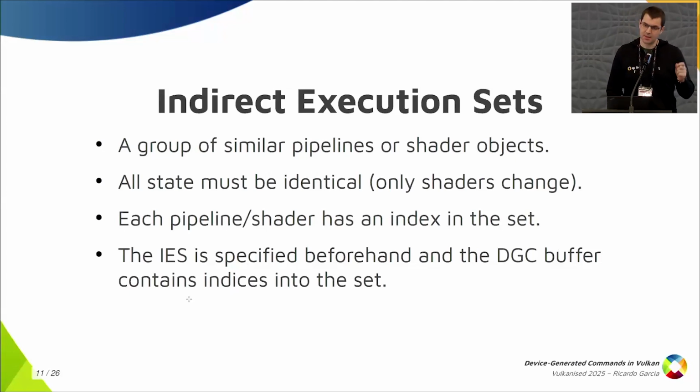And then in the DGC buffer, when you have this pipeline token, you only have to store the index of the pipeline that you want to use. So you create the execution set with 20 pipelines, and you pass an index for the pipeline that you want to use for each draw, or for each dispatch or whatever.